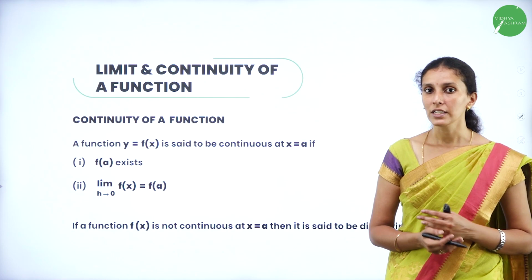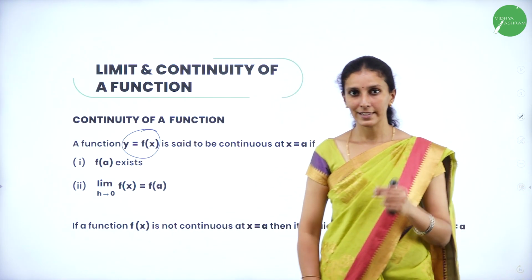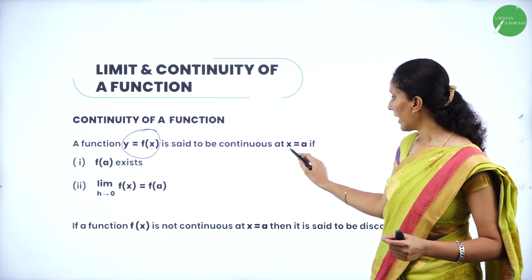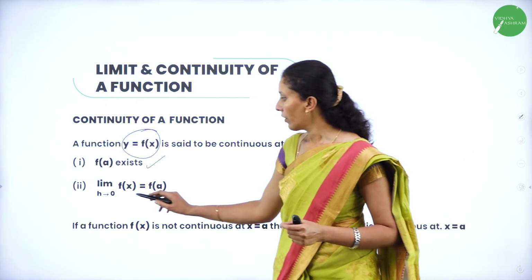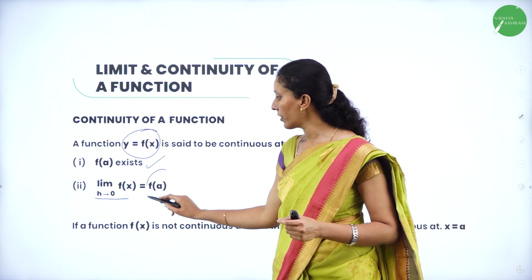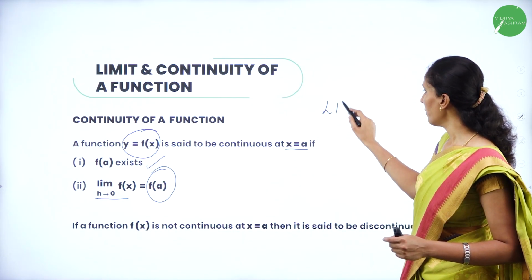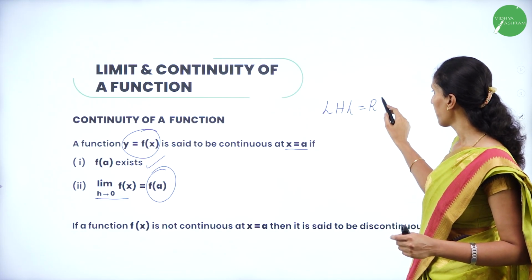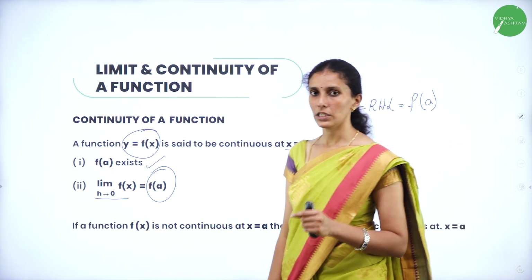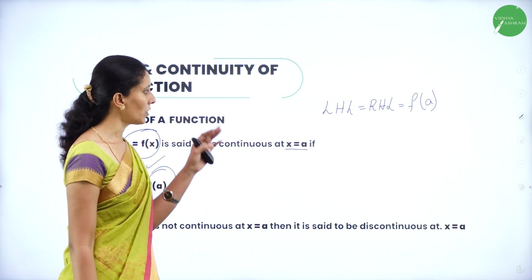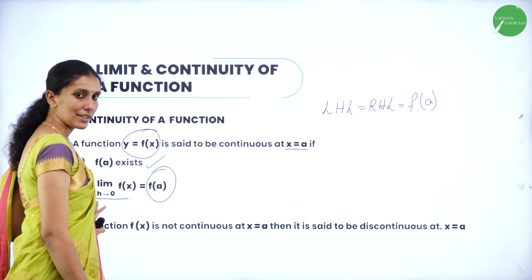So now let's see what is continuity of a function. Any function in the form of y is equal to f of x is said to be continuous at x is equal to a if f of a exists and the limit as h tends to 0 of f of x is equal to f of a. That is, both your left hand limit and right hand limit must be equal to the function value at the point a. The function value must be equal to the left hand limit and right hand limit. That's why we have written limit f of x as h tends to 0.